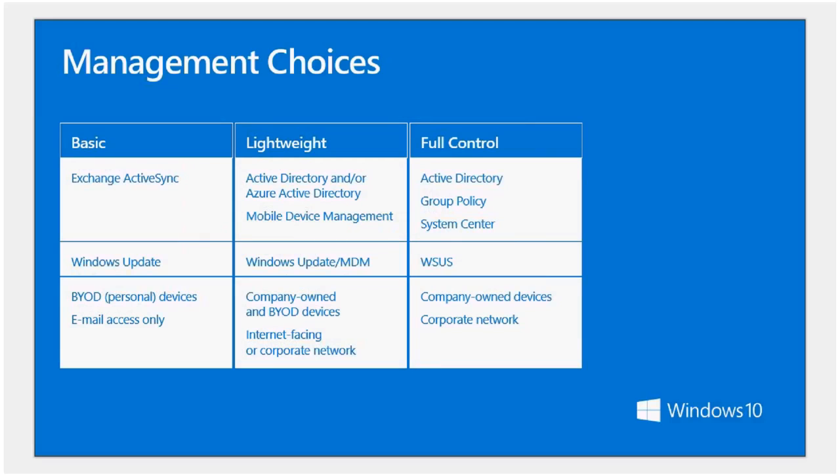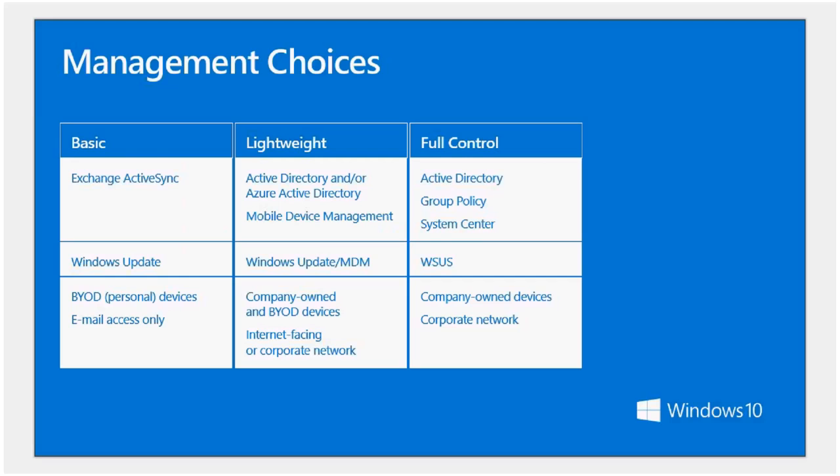These management choice scenarios can be grouped into 3 basic models, ranging from basic, where we're just using Exchange ActiveSync to allow access to email and Windows Update to push out updates to the devices. That's traditionally a BYOD scenario where you just have these lightweight email access requirements.